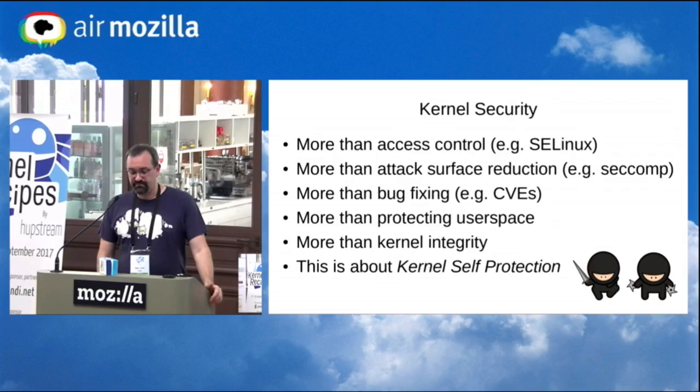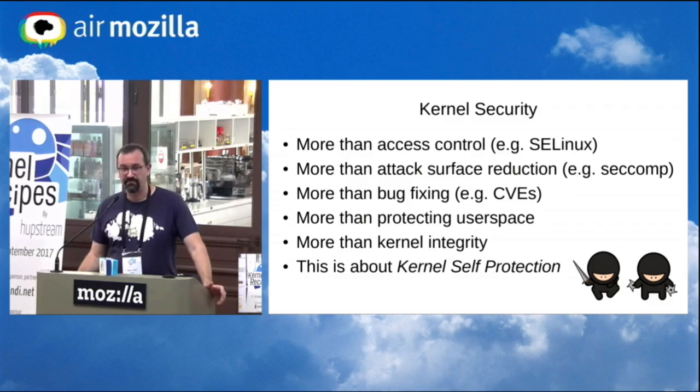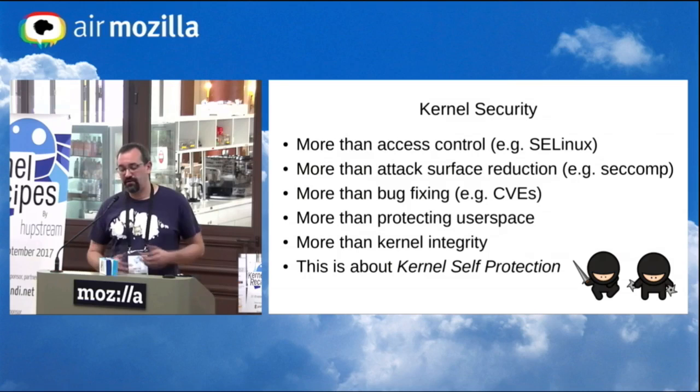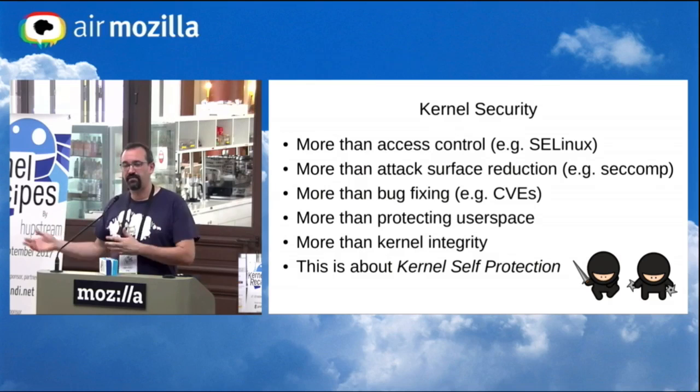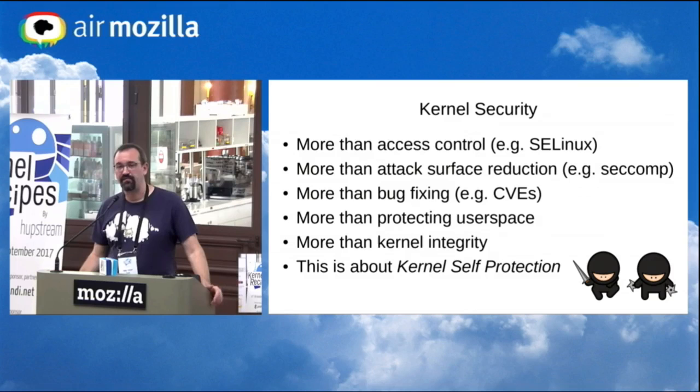So specifically when I say kernel security, I'm talking about things more than access control, like SELinux, more than attack surface reduction, like seccomp, more than just fixing bugs, and more than protecting user space. The kernel supports all kinds of things for protecting user space from being attacked by user space. And this is more than kernel integrity, like integrity measurement and static roots of trust and things like that. This is about kernel self-protection, or protecting the kernel from user space attacks.